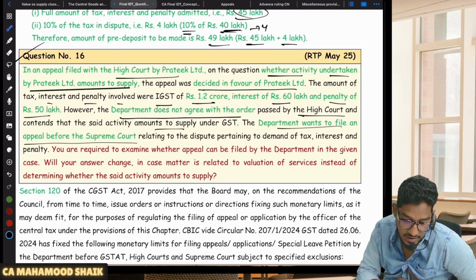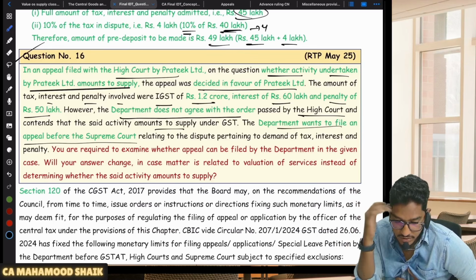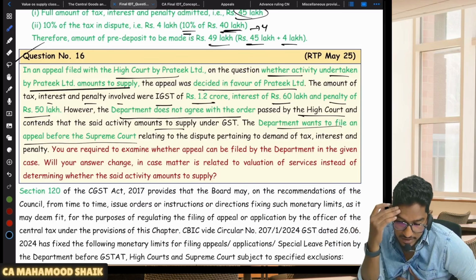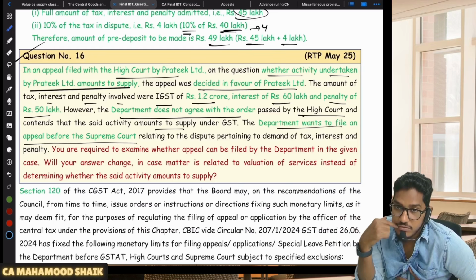The department wants to file an appeal before the Supreme Court. Can they do it or not? Tell me. Can they go for appeal against this order to the Supreme Court? 2 crores limit we have. Is the 2 crore limit exceeded? No. How to calculate that monetary limit?